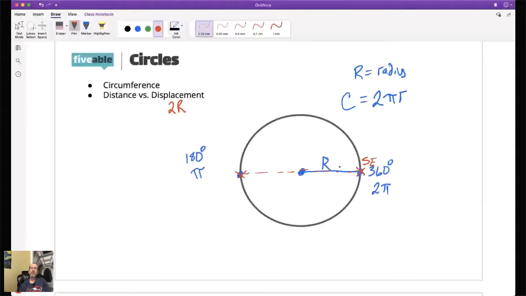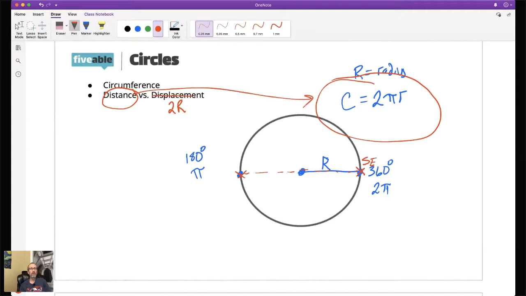So that's not really much that you would need to know for this, but I would say that we really need to make sure that we understand that the circumference is the distance all the way around the circle, and we're not really worried about displacement.